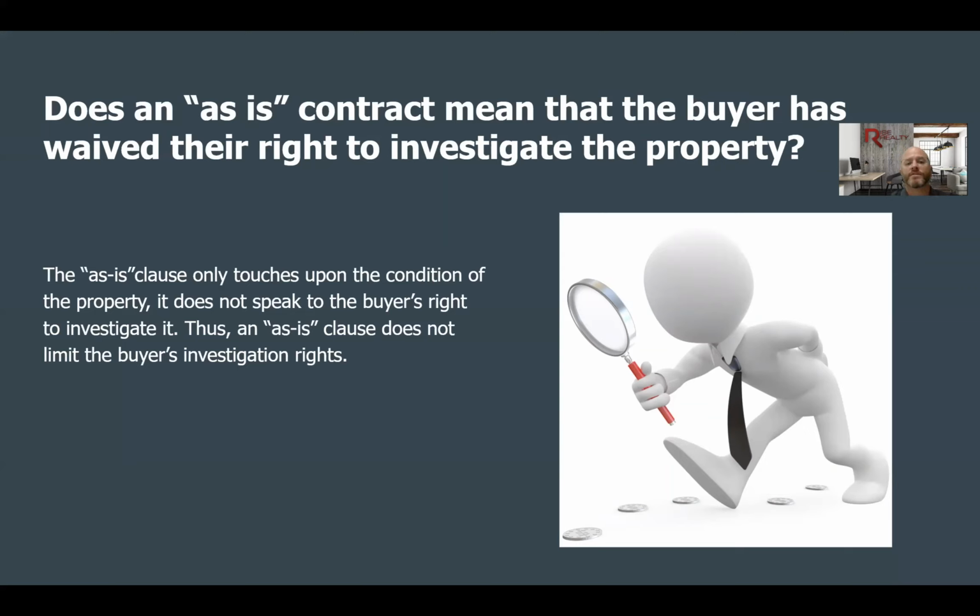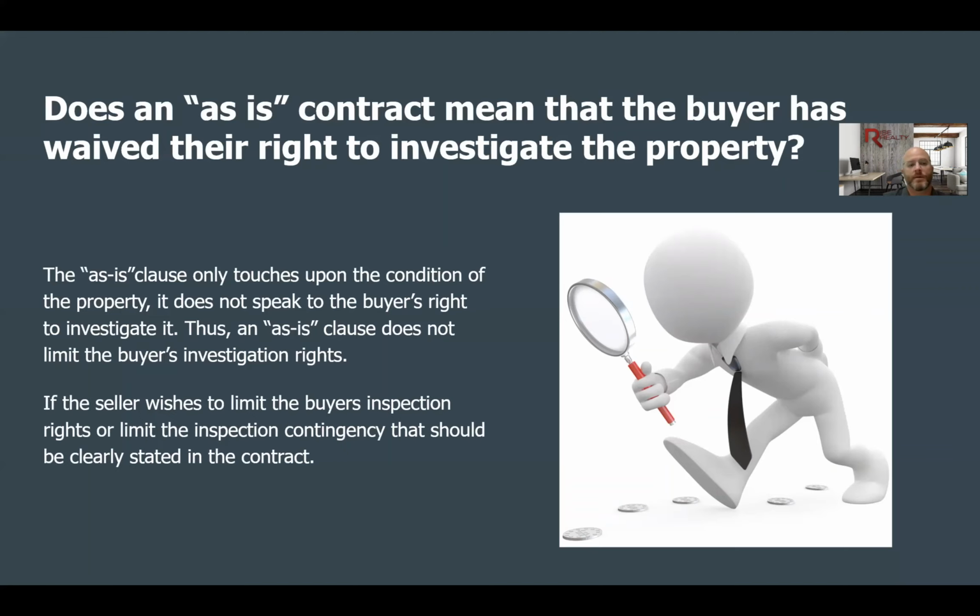The as-is clause only touches upon the condition of the property; it does not speak to the buyer's right to investigate it. If the seller wishes to limit the buyer's inspection rights or limit the inspection contingency, that should be clearly stated in the contract, and that's what you would put in your counteroffer.